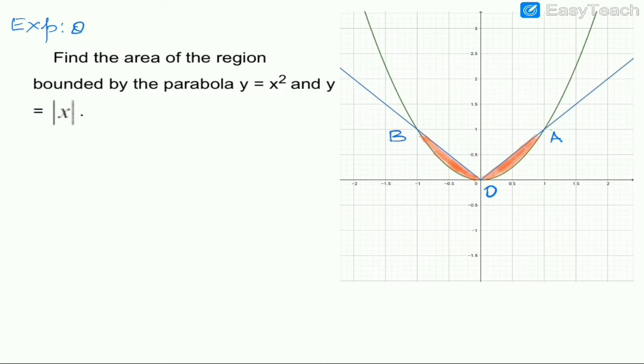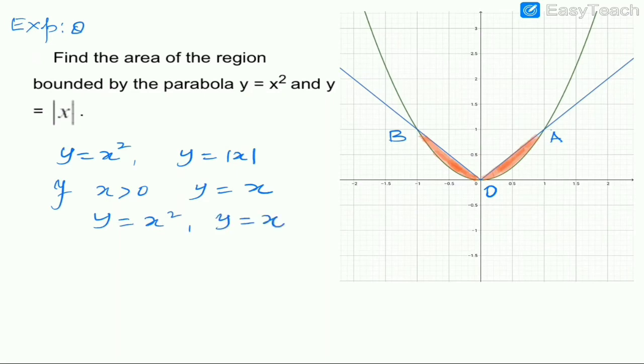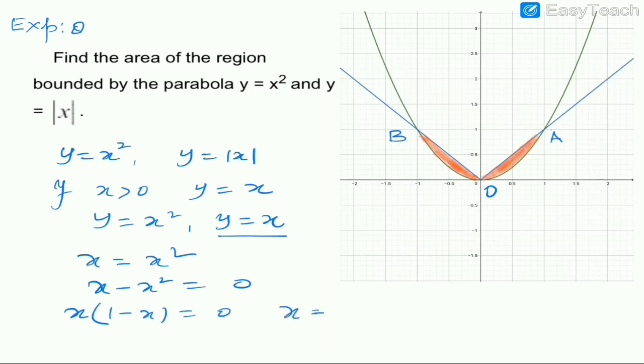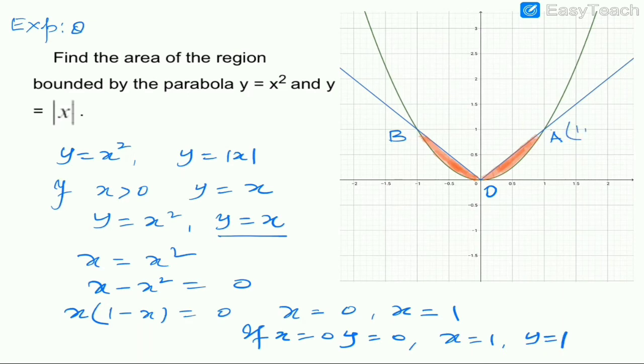So, first we find the intersection of these two curves. For this, the curve y is equal to x square and the line y is equal to mod x. If x is positive, then the line would be y is equal to x. Therefore, we find the intersection of y is equal to x square and the line y is equal to x. This gives the intersection in the first quadrant. So, putting the value of y is equal to x in this parabola, we have x is equal to x square. So, x minus x square is equal to 0. So, x take common, 1 minus x is equal to 0. So, we have x is equal to 0 and x is equal to 1. If x is equal to 0, y is equal to 0 and if x is equal to 1, putting the value of 1 in any curve, we have y is equal to 1. So, the point of intersection is 1, 1. So, the point A would be 1, 1.